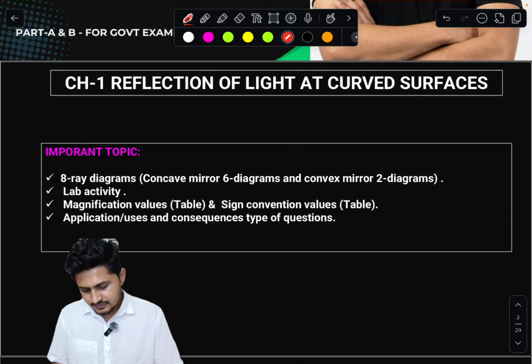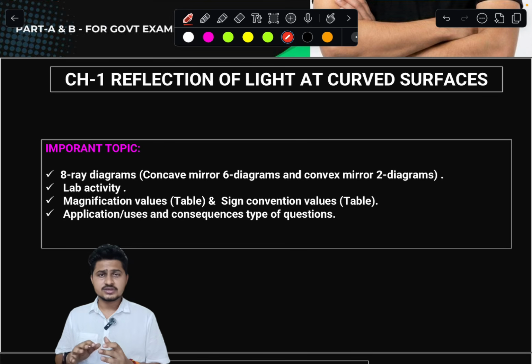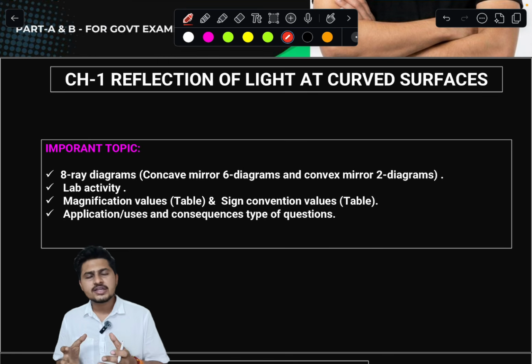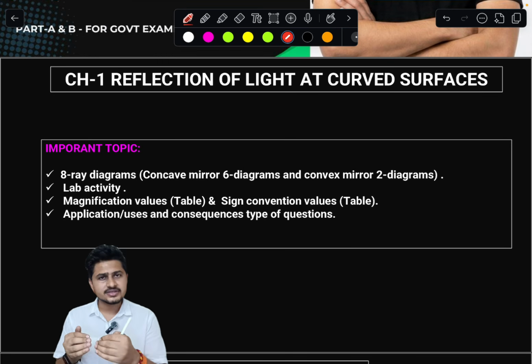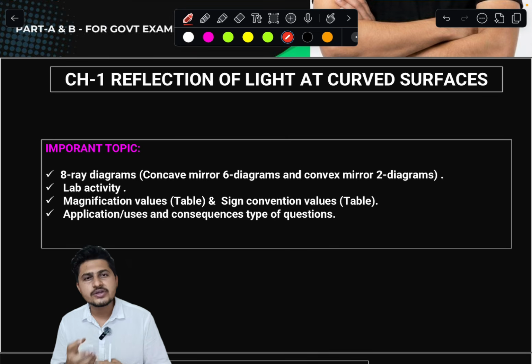So, these are the important topics from this particular chapter. What I observed after looking at PYQs is that from these topics they ask questions frequently: from ray diagram, from lab activity, and from magnification. Now look, this is point number 3, magnification values. What they will do is give one table, and in that table they will ask 3 to 4 questions for 4 marks.